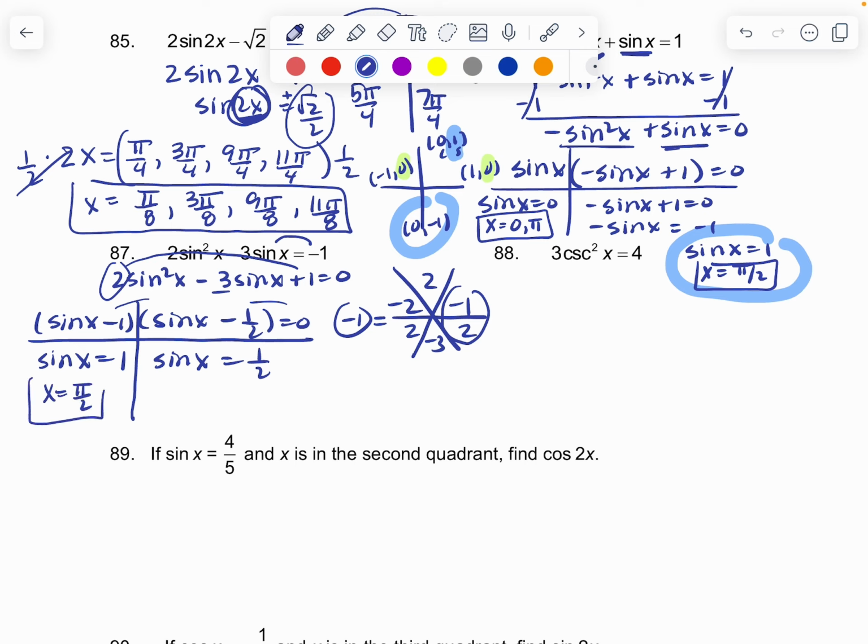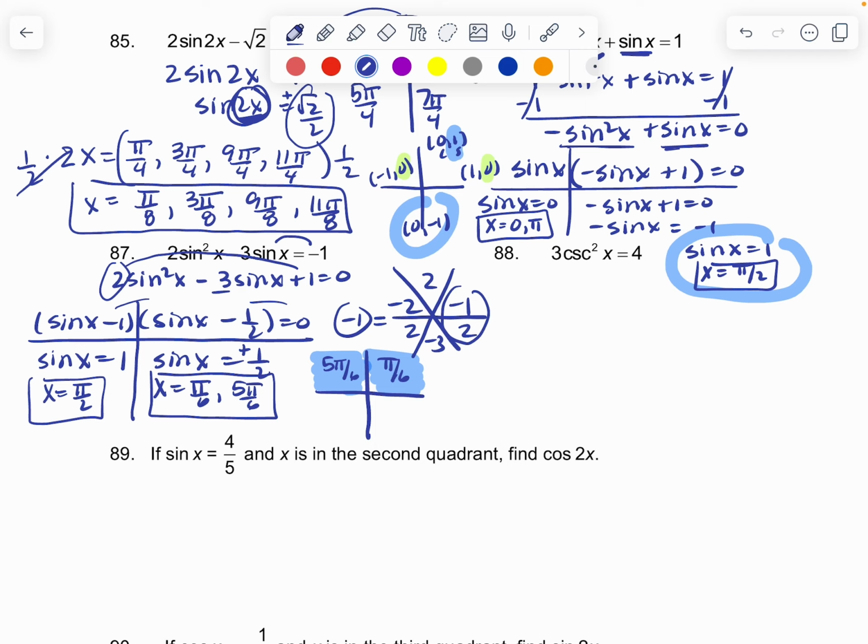So there's 1. And then where does sine of x equal 1/2? Well, because this is a positive 1/2, that's going to happen in quadrant 1 and quadrant 2. That's where sine is positive. And sine equals 1/2 at pi over 6. So this is going to be pi over 6 and 5 pi over 6. So you're going to get x equals pi over 6 and 5 pi over 6. So again, 3 answers here: pi over 2, pi over 6, and 5 pi over 6. Okay? All right, number 88.